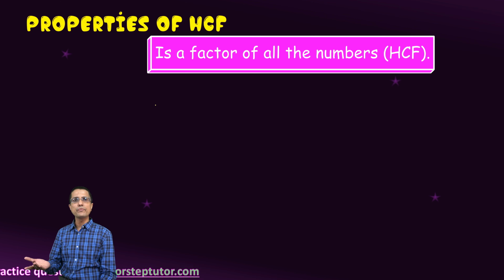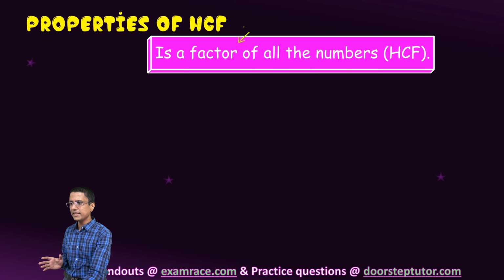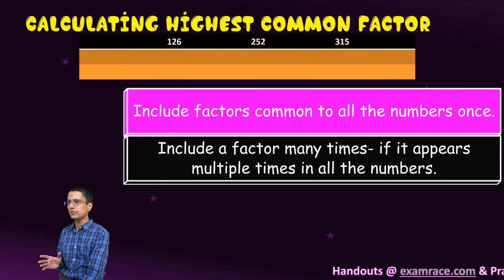HCF is also the greatest number which can divide all given numbers, right? So in this example that we just took, 126, 252 and 315, the greatest number which can divide all of these 3 numbers is actually 9. I cannot find any number bigger than 9 which would divide all the 3 numbers.